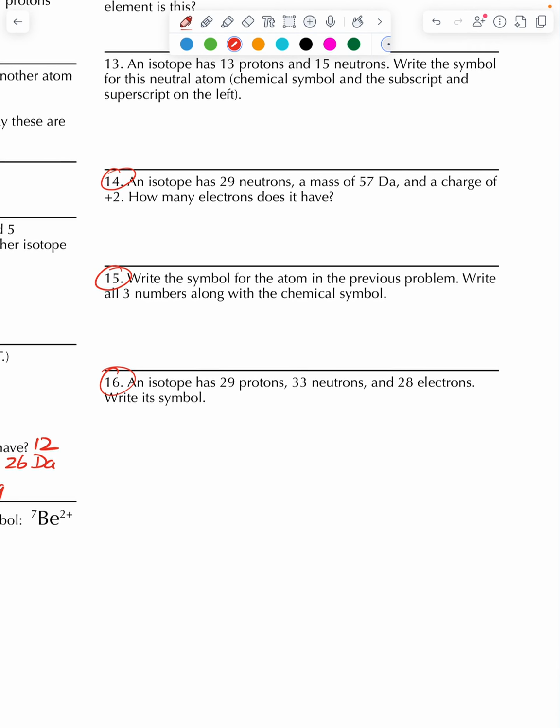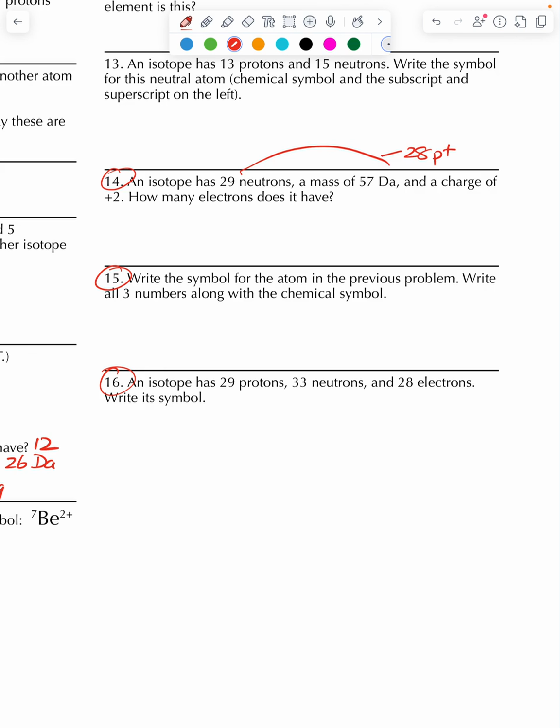An isotope has 29 neutrons and a mass of 57 Daltons. Well, right there, how many protons does it have? The mass is pretty much the combined number of protons plus neutrons. So where are the other 28 Daltons? It must be due to the protons. So even without looking at the rest of the question, this must have 28 protons.